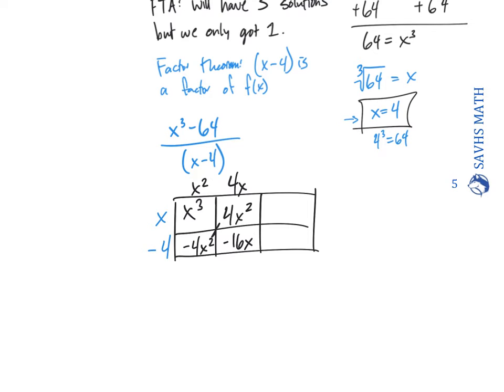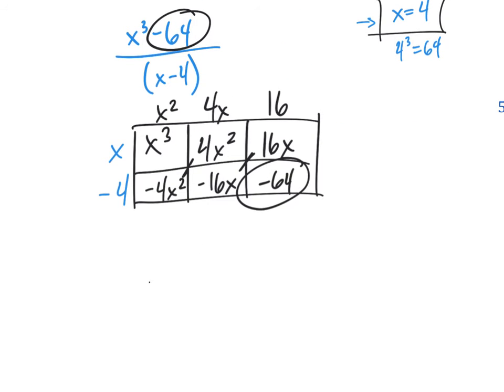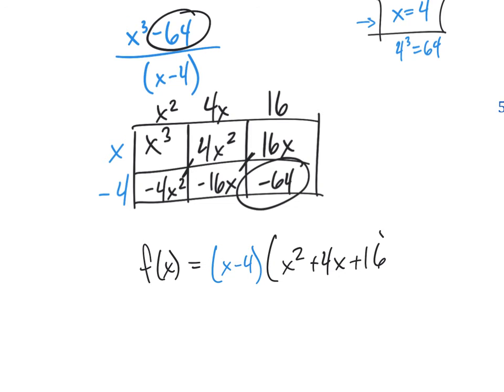But I don't want negative 16x. I want 0x's. So I have to add 16x's, which means that I have to put a 16 here, which means that I have to have a negative 64 here. That works out because this matches this. So I'm done with the division. What do I have left? I have that f of x is now written as x minus 4 times x squared plus 4x plus 16.